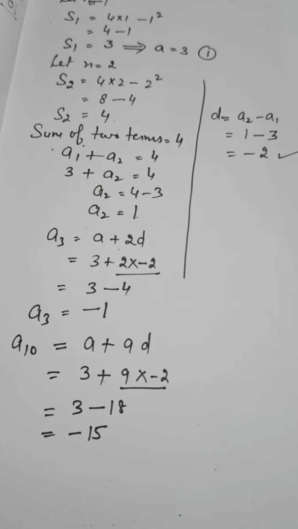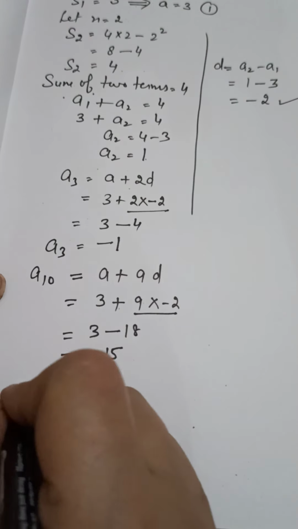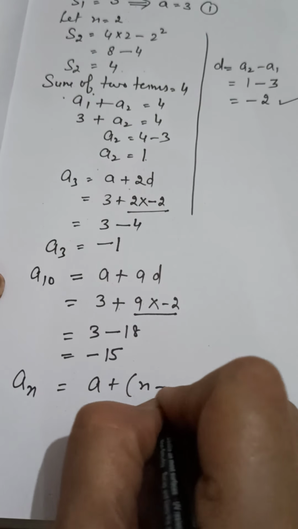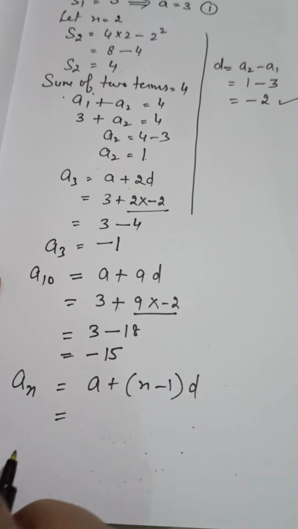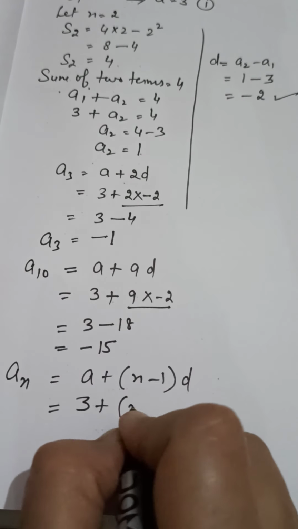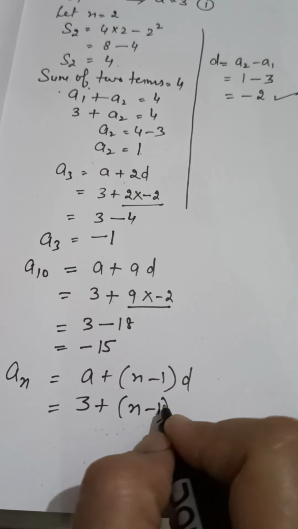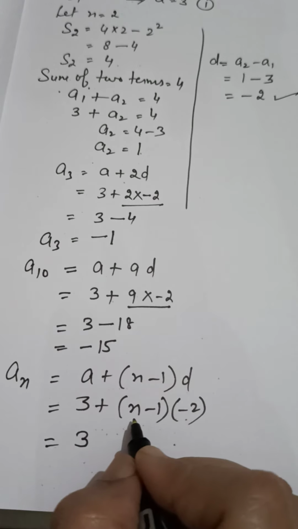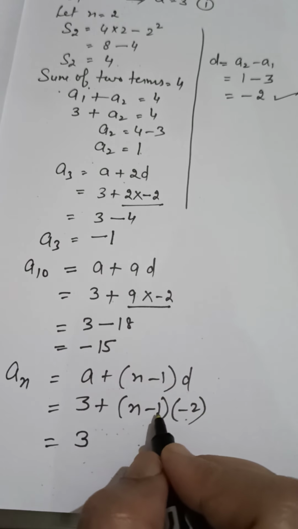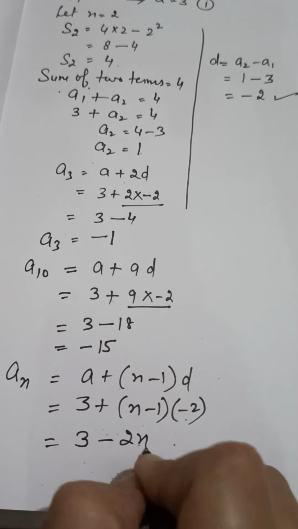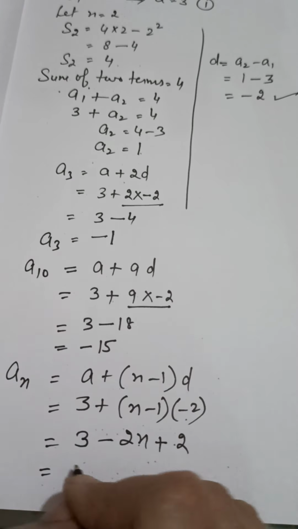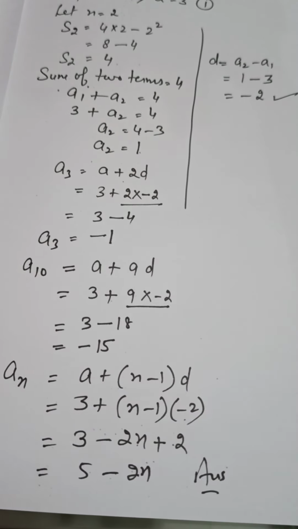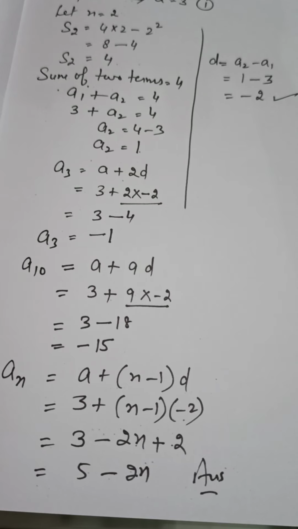Now lastly you have to find the nth term. Nth term means you have to find An. An is equal to a plus n minus 1 into d. a is 3 plus n minus 1 and d is minus 2. 3 minus 2 multiplied by n and minus 2 also multiplied by minus 1. So it becomes minus 2n plus 2. So 3 plus 2, 5 minus 2n. When you have to find the nth term, the answer will be in the form of n.